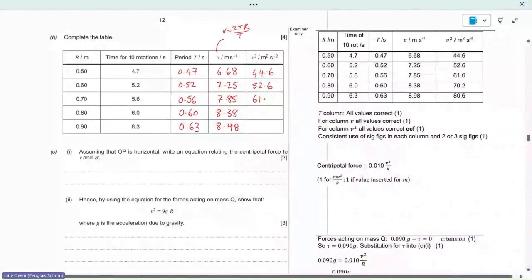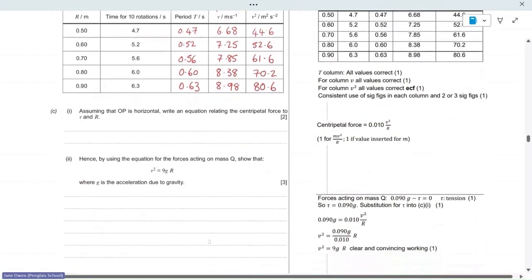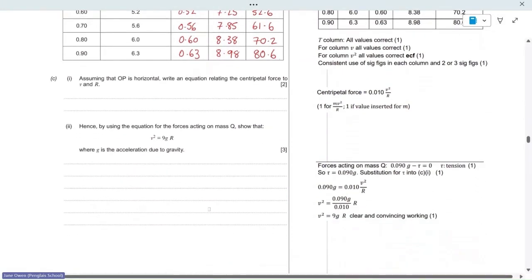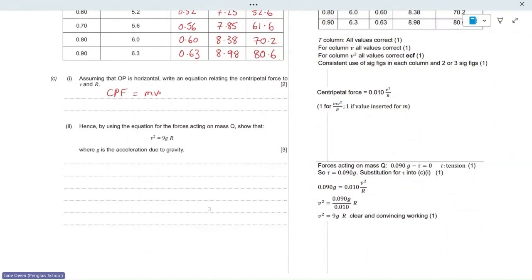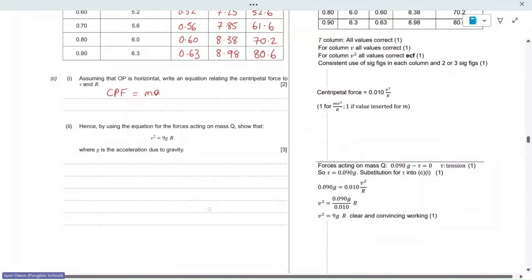So keep to the same number of significant figures all the way down, consistent with what you've got, or one more. Write an equation relating the centripetal force to V and R. So the centripetal force is given by mv squared upon m... Is the force is given by mass times acceleration. Oh no, hold on. I'll need that for the next one. Sorry. Centripetal force is given by mv squared upon r.